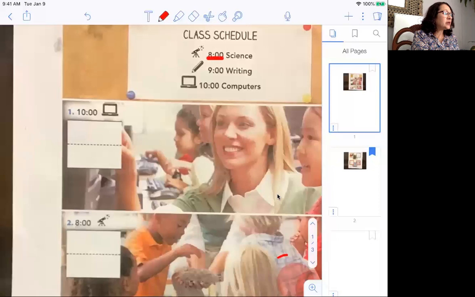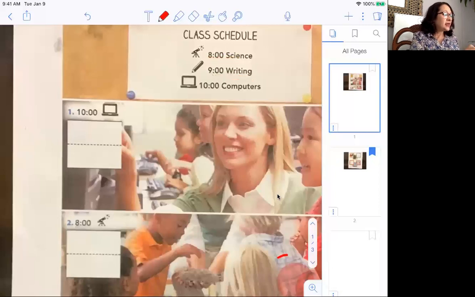Do you see this right here? 8 o'clock. Okay, so that is 8 o'clock. So that's 8 o'clock in the morning. This class has science. You see that? And then the next one I'm going to underline is writing. Do you see that? They have writing at 9 o'clock.